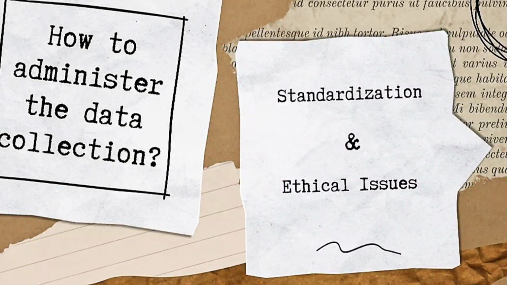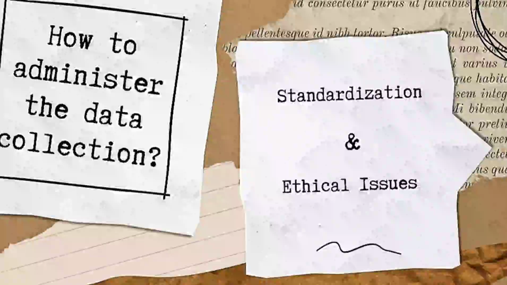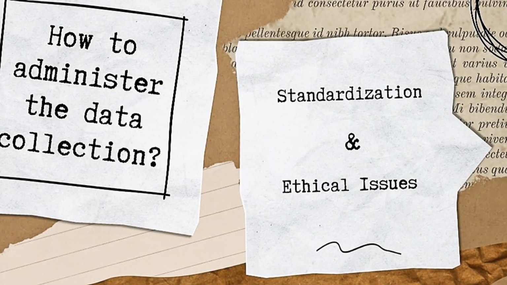So we've talked about how to find the right question and craft a solid research instrument. At this point, let's talk about actually collecting that data. How will you administer the data collection? This might sound simple, but there are a few things to keep in mind to make sure your data is reliable and that your participants, and other people involved in your study, are treated ethically.